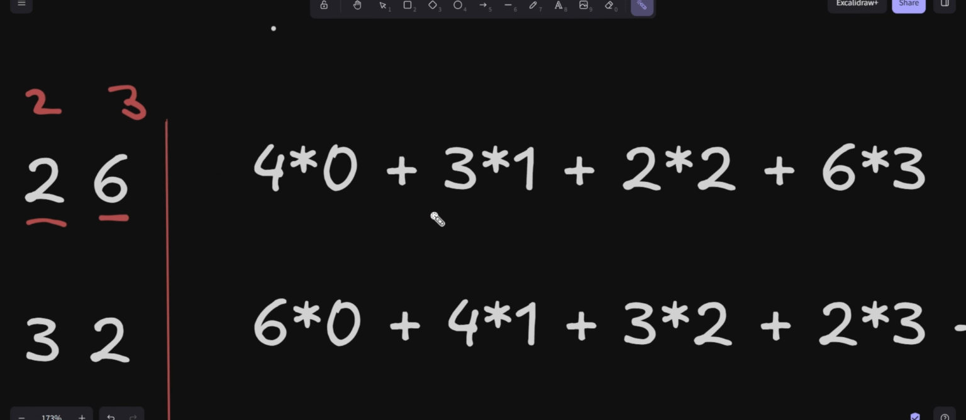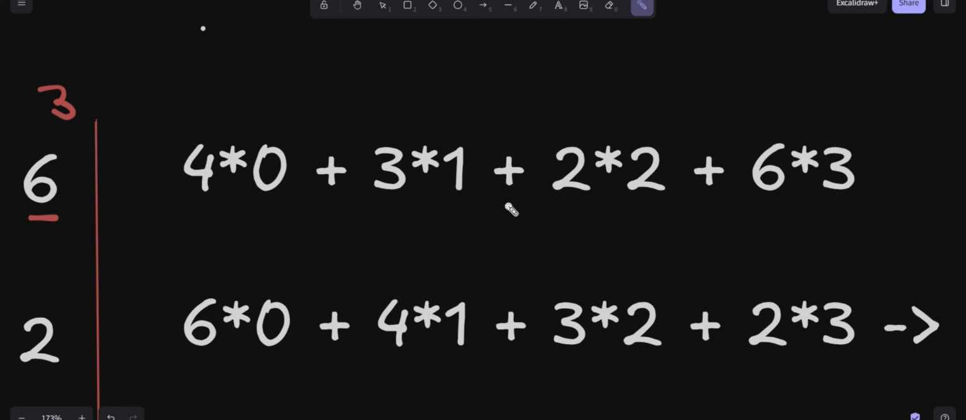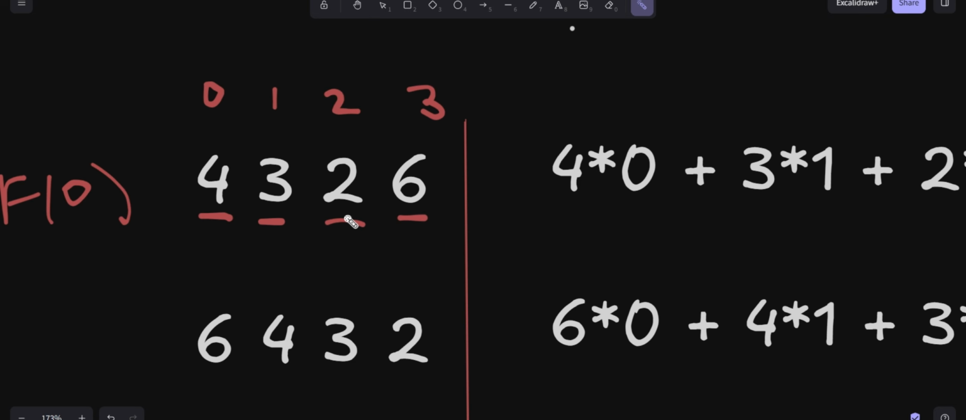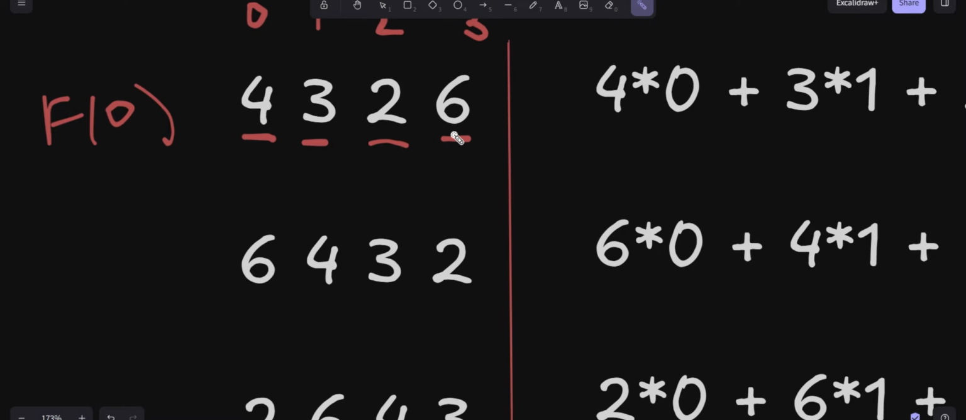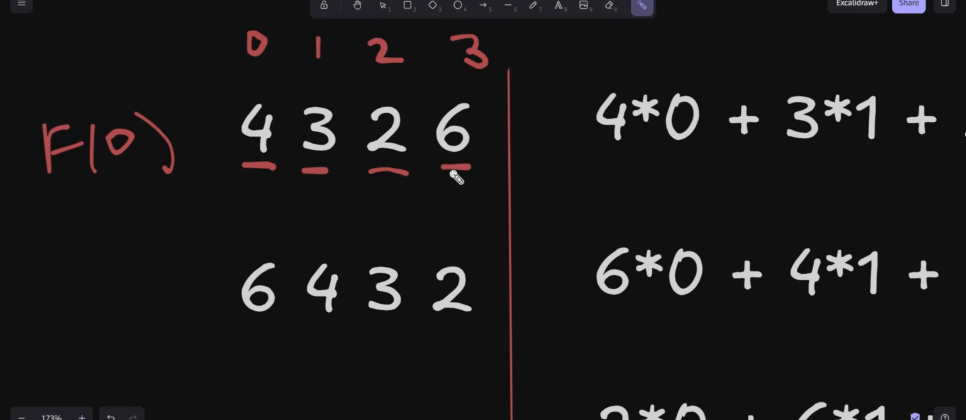So we calculated f of 0 to be 4 into 0 plus 3 into 1 plus 2 into 2 plus 6 into 3. Quite simple, right? Now what we did in the first rotation, we rotated the array. So what happened was 6 was at the third index, but now it came to the zeroth index. 4 was at the zeroth index, but now it came to the first. 3 was at the first index, it came to 2. 2 was at the second index, and it now became the element at the third index, right? So 6432.